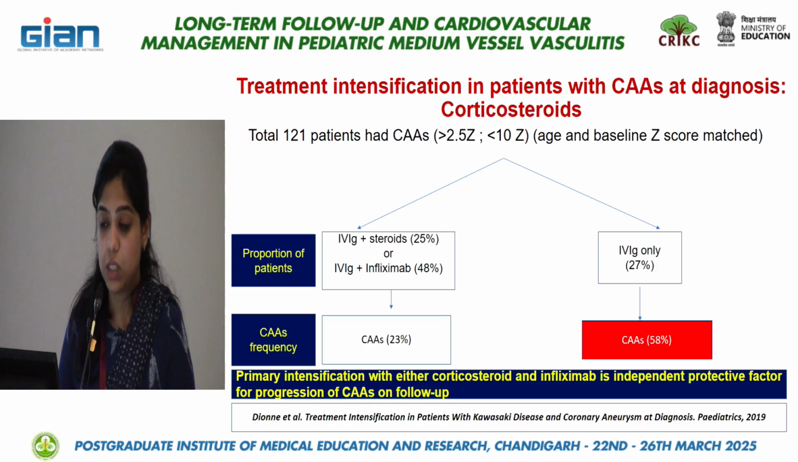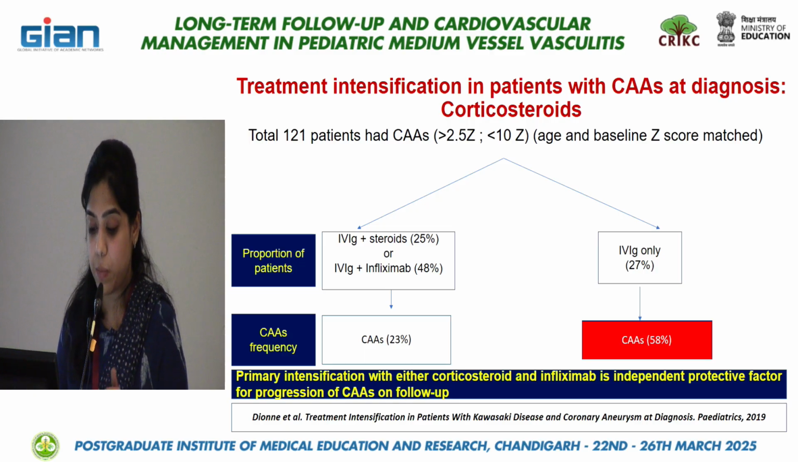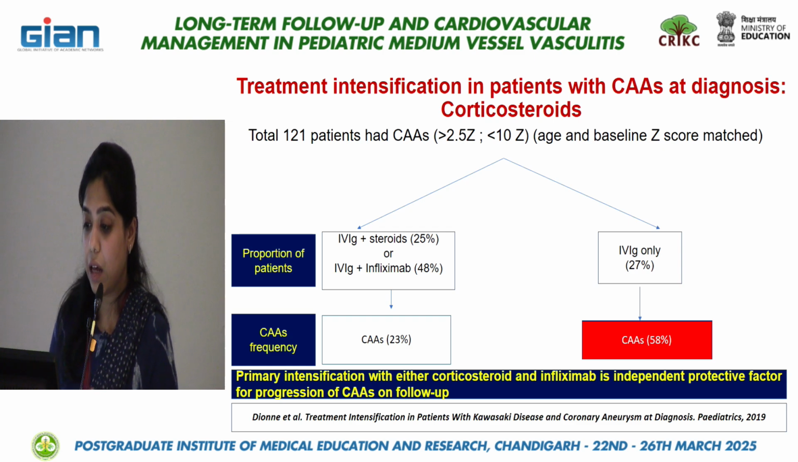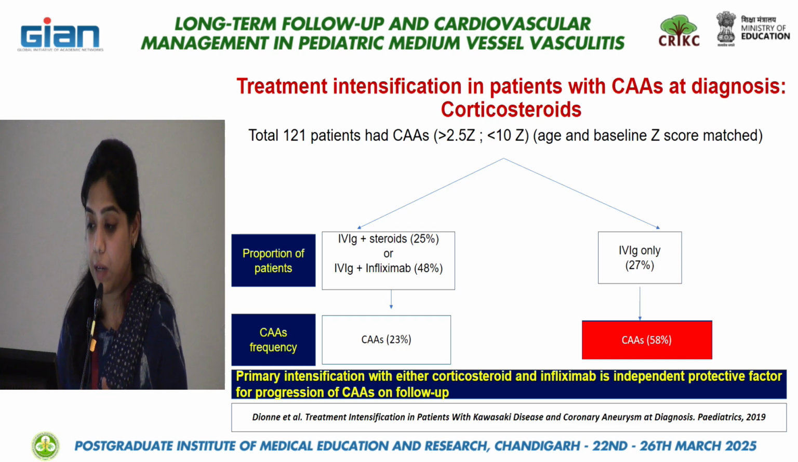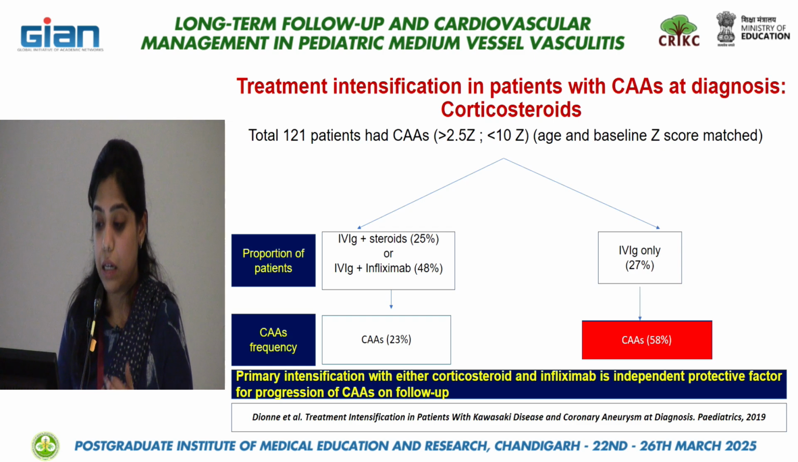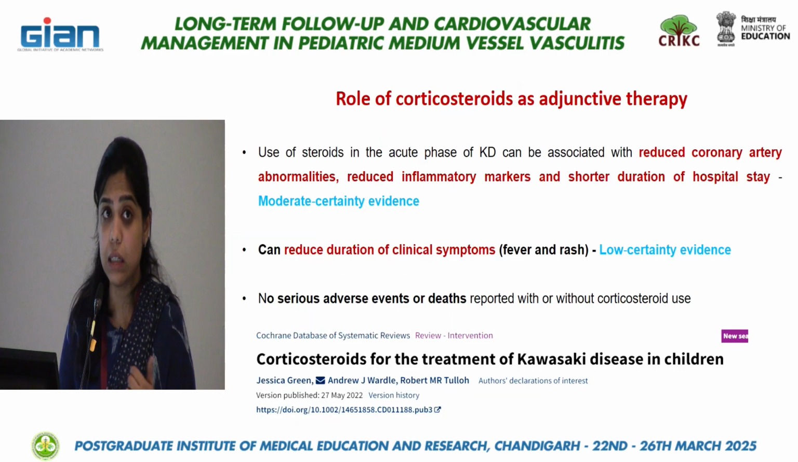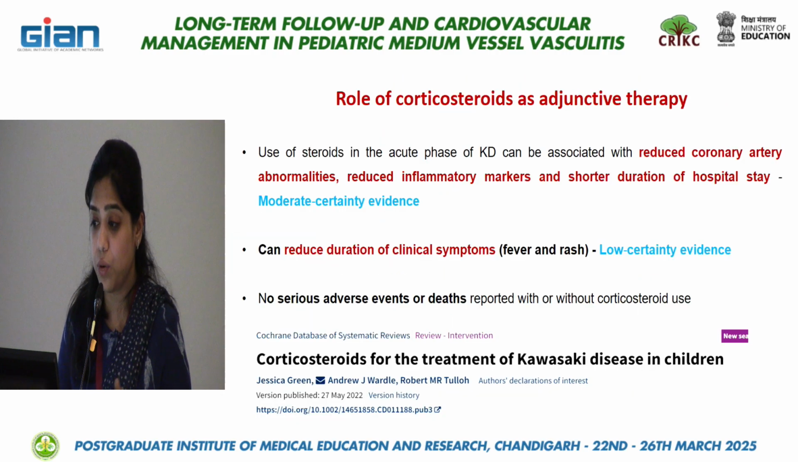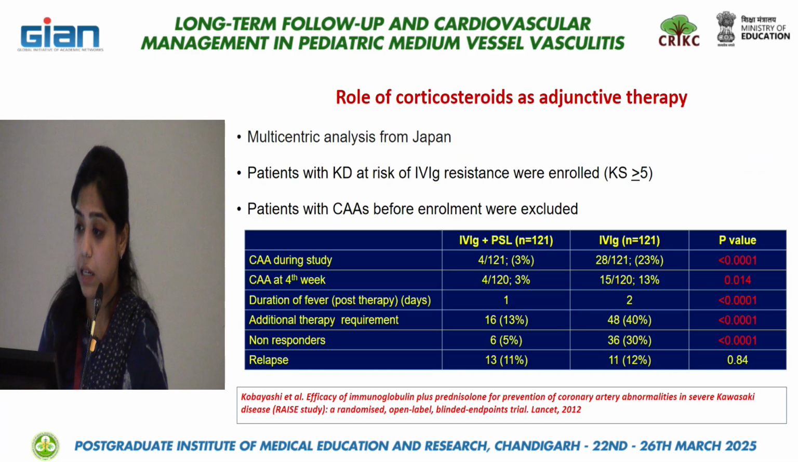So I just quickly brush through the studies for steroids. This is by Diana et al., in which they have found that with the steroids or infliximab, the CAA risk has been reduced to 23%, when if we use IVIG only in the high risk group, it was almost around 50 to 60%. And as for steroids, there is a Cochrane review in which they have mentioned that steroids are better in reducing coronary artery abnormalities and reducing inflammatory markers, and there is shorter duration of hospital stay.